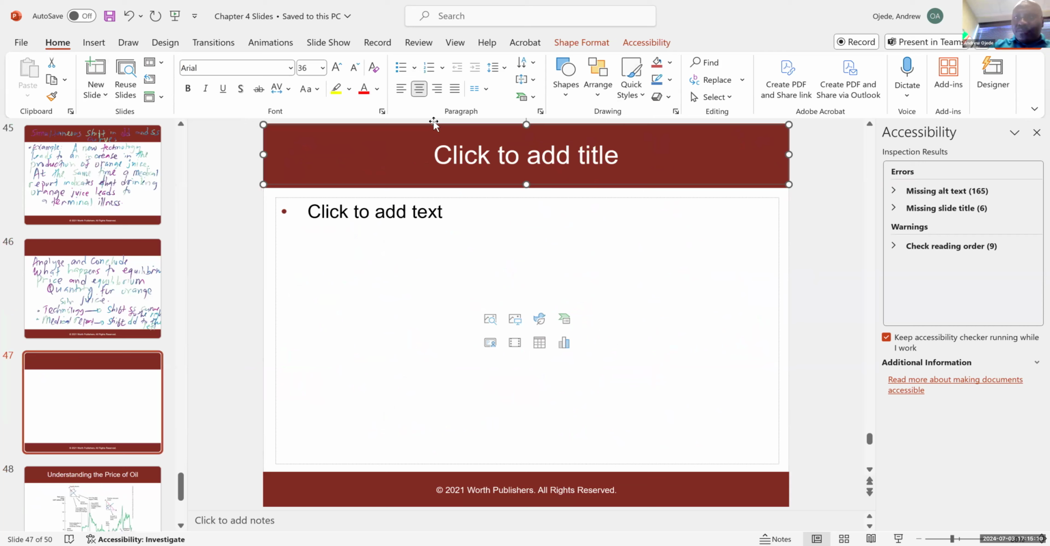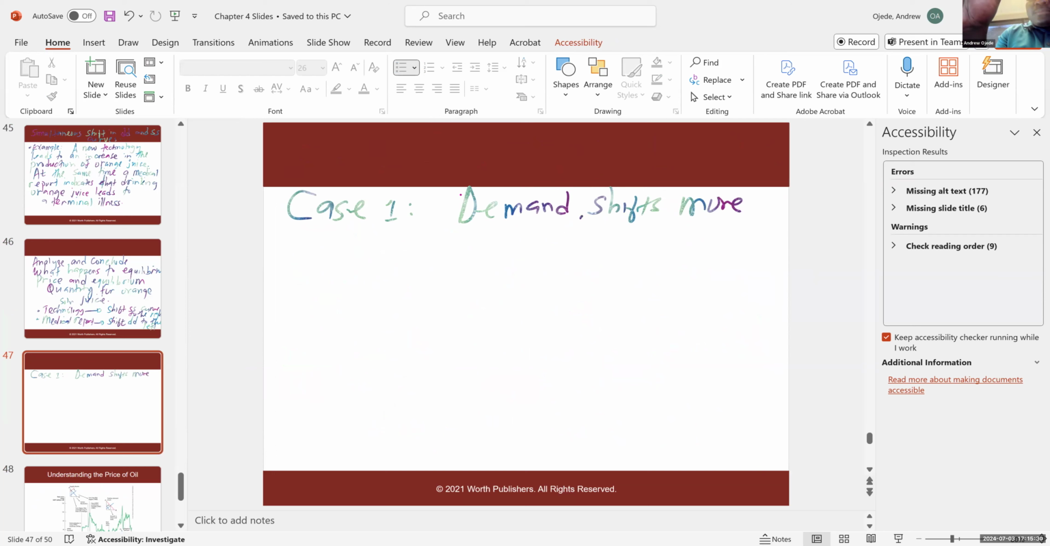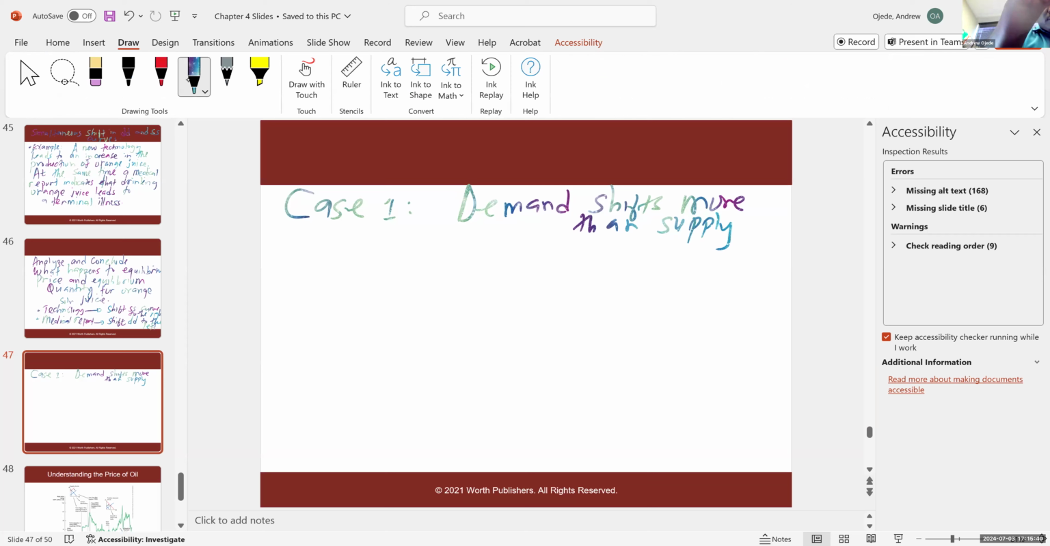You're going to say okay, we're going to have three cases here. So case one, and it doesn't matter, it can go in either order. Case one, you can assume that demand shifts more than supply, because we have not been told. And then you're going to draw that case. This is a case where the demand shifts more than supply.